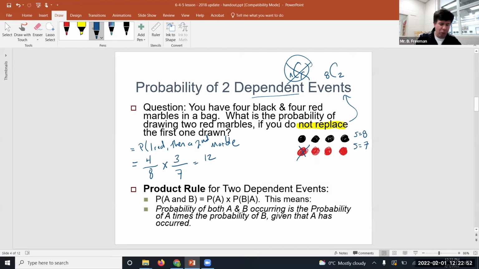Do the math here of multiplying the numerator, 12, and the denominator, 56, and then we'll reduce it down to 3 over 14. So that's the probability of getting 2 red marbles one after the other without it being replaced. If this had been replaced, if you looked at a marble, recorded it as red, threw it back into the bag, it would be independent events. And you would just take 4 over 8 times 4 over 8 because the probability would not have changed.